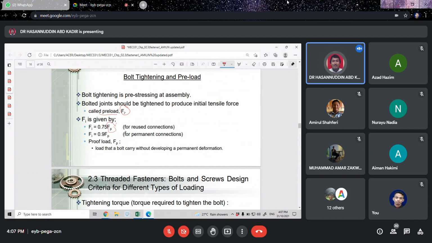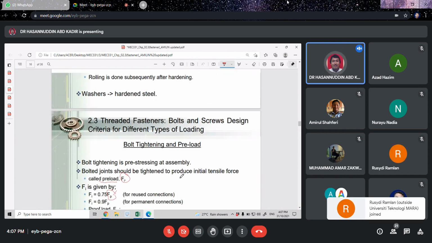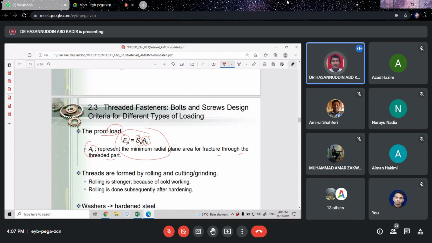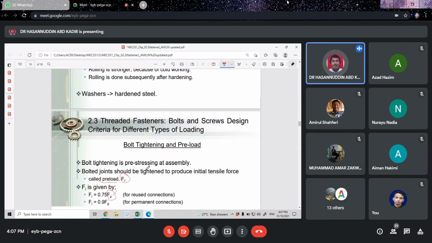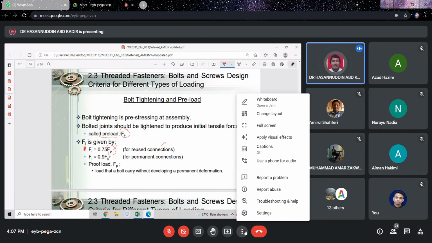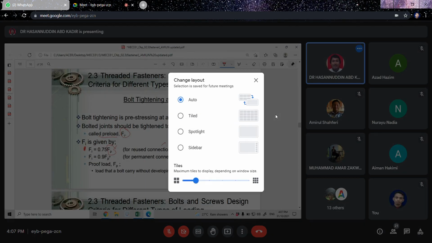So where is FP? Refer back to here. FP is our proof load, okay, SP and also 80 here. So normally when we want to apply the Fi, we follow this one. This one is reuse of connection, meaning we open and close the bolt and nut often. So normally we will apply 0.75 FP, compared to this one.